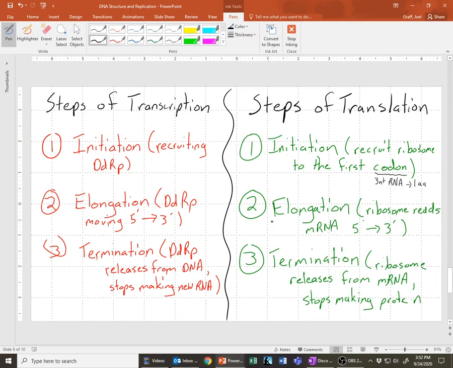The second step of translation is elongation. That's when the ribosome reads the mRNA and works in a 5' to 3' direction. And we'll talk about that in the next lecture as well. Termination is when the ribosome releases from the RNA, and if the ribosome's not reading RNA anymore, it obviously stops making protein. And I'm missing the I there, and this is an E.